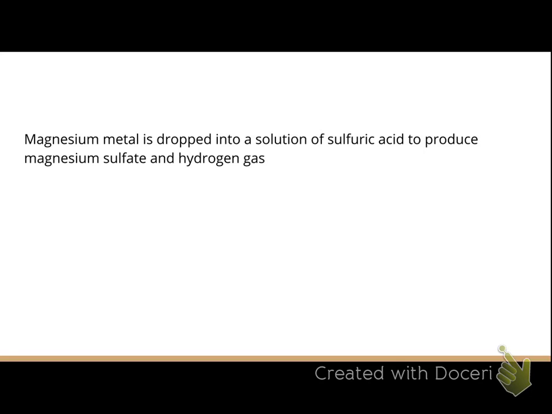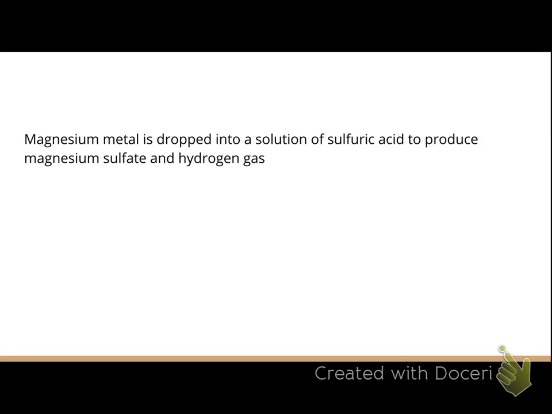All right, so let's go ahead and try and write out this equation first. Magnesium metal is dropped into a solution of sulfuric acid to produce magnesium sulfate and hydrogen gas. Okay, lots of stuff going on there. So let's break it apart so we can divide it.